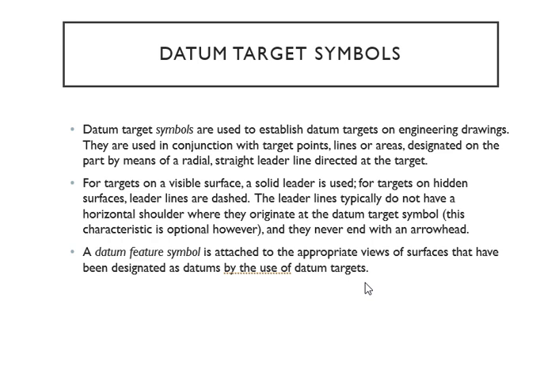Your leader lines typically do not have a horizontal shoulder where they originate at the datum target symbol, and they never end with an arrowhead. Your datum feature symbol is going to be attached to the appropriate views of surfaces that have been designated as datums by the user.